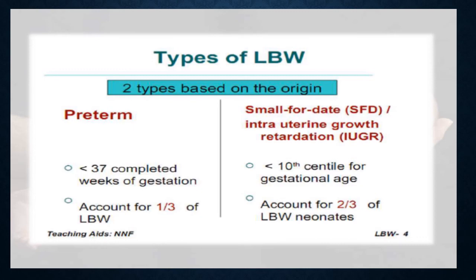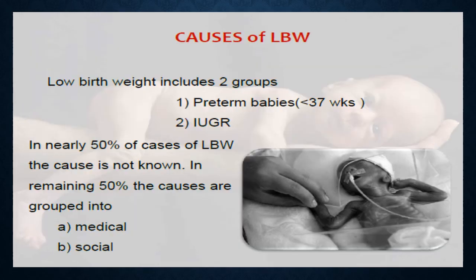The preterm is babies below 2.5 kilograms, less than 37 completed weeks of gestation, and it accounts for 1/3 of low birth weight. While small for date or intrauterine growth restricted babies are babies less than the 10th centile for gestational age, and they account for 2/3 of the low birth weight neonates. The causes are either preterm or intrauterine growth restriction, as we said before. In nearly 50% of cases of low birth weight, the cause is not known.